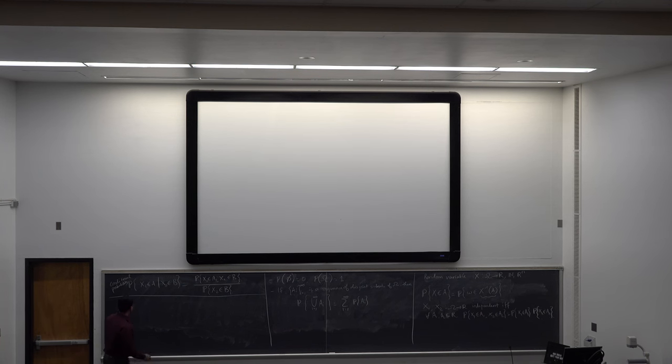So in finite MDPs, omega is usually a finite or a countable set. So let's assume that it's a finite set, 1 to n. And the probability of i given j is usually given by the joint probability of i and j over the probability of j.